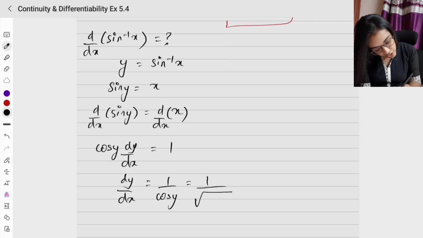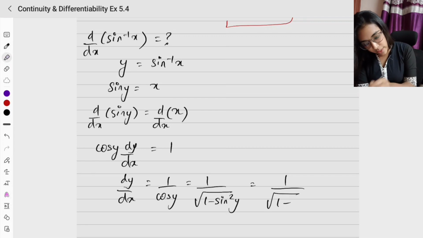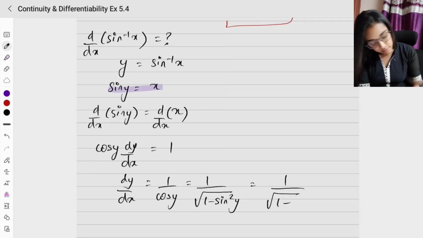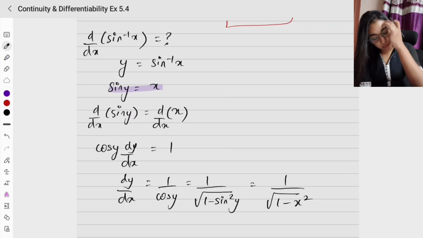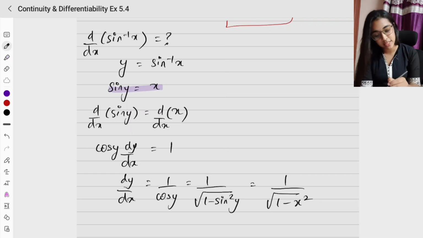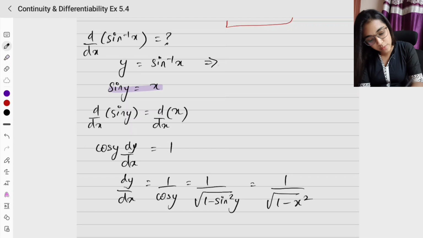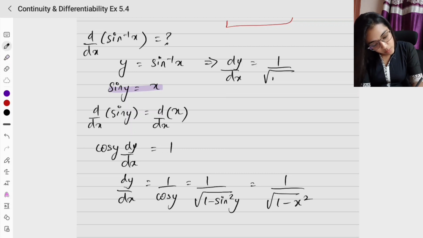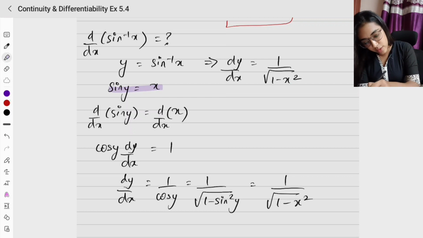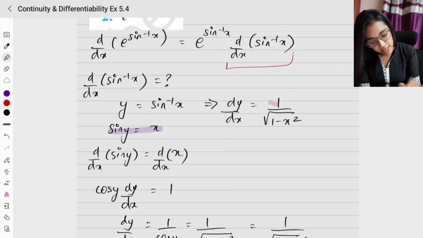Using the relation between cos and sin, cos y is the square root of 1 minus sin square y, which is going to be 1 divided by square root of 1 minus sin square y. What is sin y? Sin y is x. So I have x square. This is my derivative of sin inverse of x. I have found dy by dx. If y is equal to sin inverse of x, dy by dx is going to be 1 divided by square root of 1 minus x square. You have to understand that I need to substitute this here, in the dy by dx.